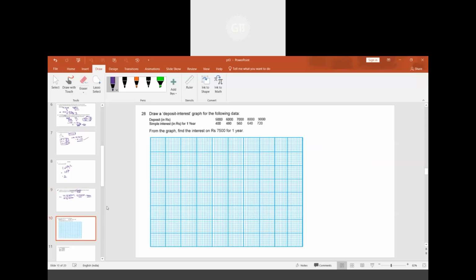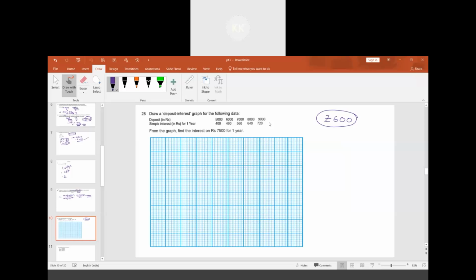Next question is related to the graph. Many are not having a ruler and pencil with you. There was one more question: find the interest for 7,500 for 1 year. That is 600. Some of you have just written rupees 600. For them, I have not given marks.